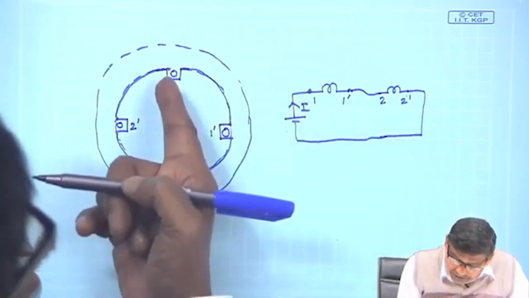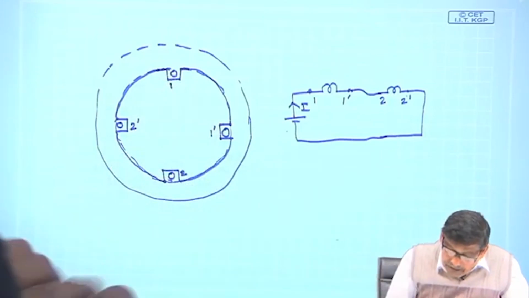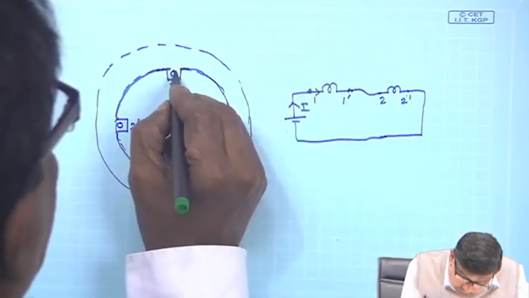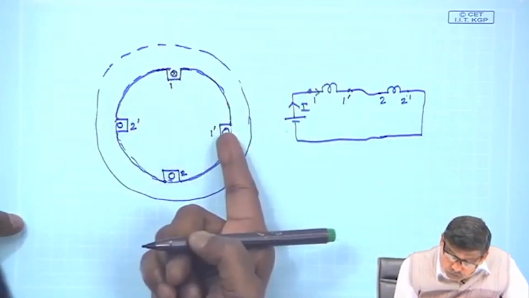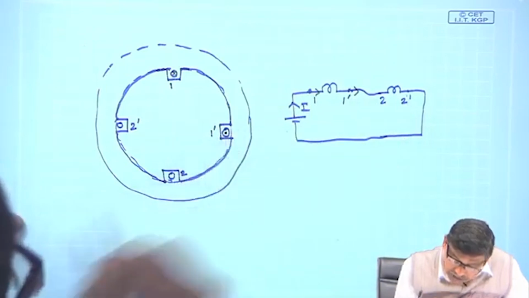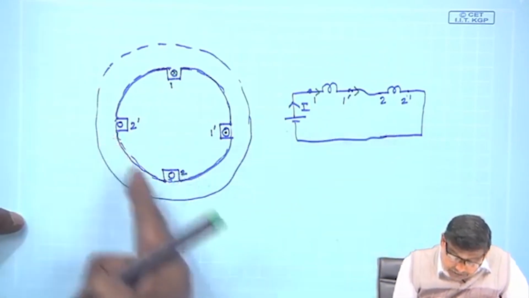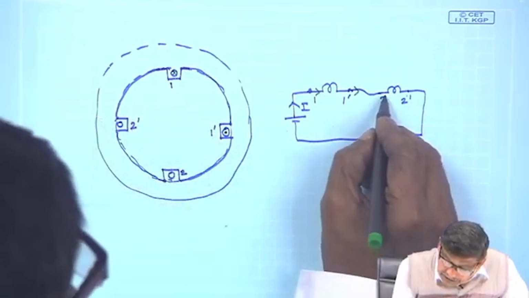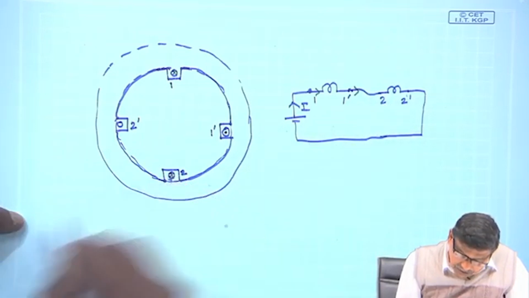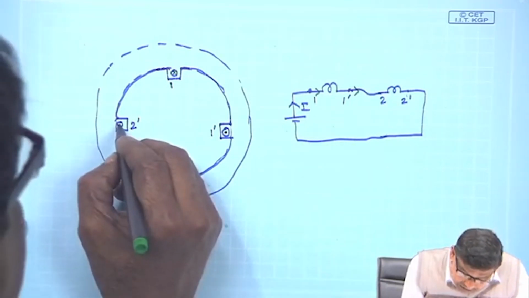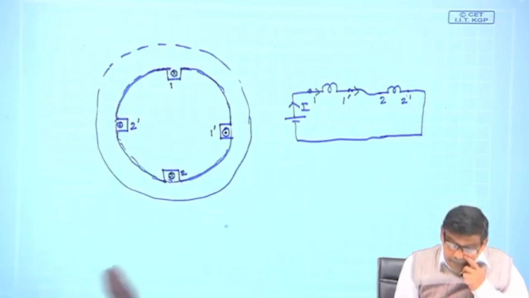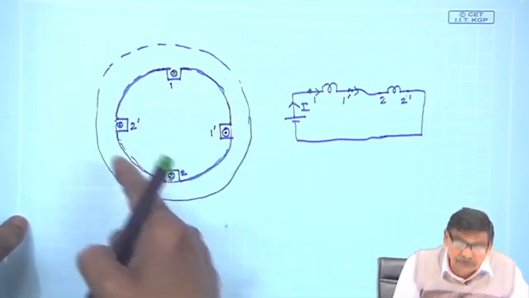So, how to show these currents here? Through the 1 of this coil, 1 dashed, current is entering. So, it must be shown cross. Through the 1 dashed, current is leaving for this coil. So, I must show a dot here. For the second coil, through 2, current is entering, therefore, I once again show it cross, and through the 2 dashed current is coming out, I will show it dot. So, cross dot cross dot.